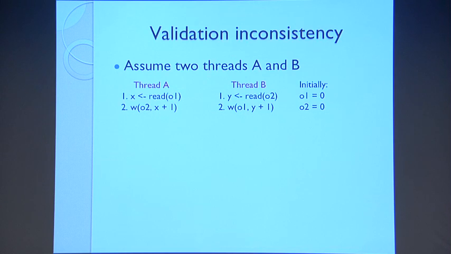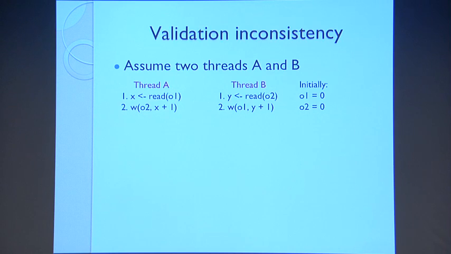Why do we need that? So let's look at this example. Let's assume that we have two objects, O1 and O2, that are initially 0. And then we've got two threads. Thread A is reading O1 into X. It then writes O2 to X plus 1. And the other thread, B, reads O2 into Y and writes O1 to Y plus 1.